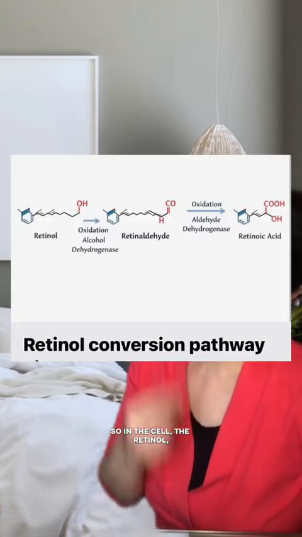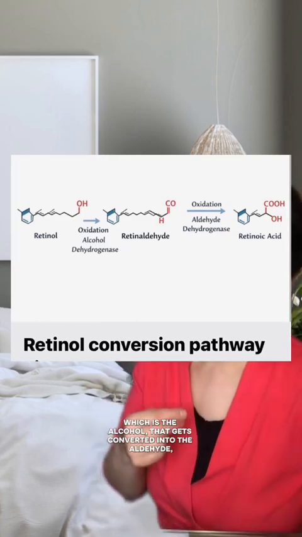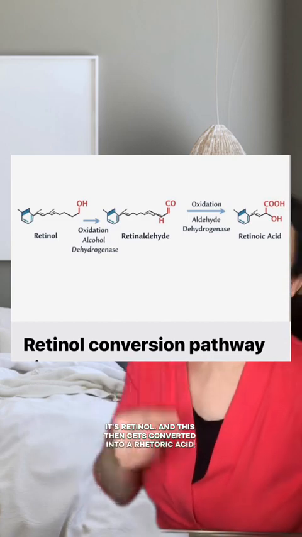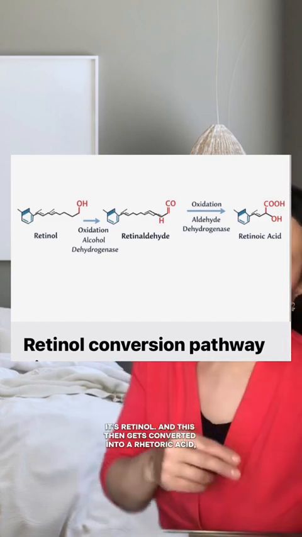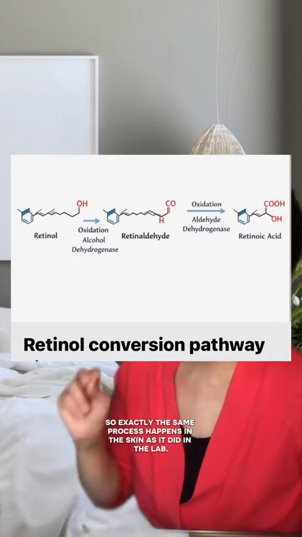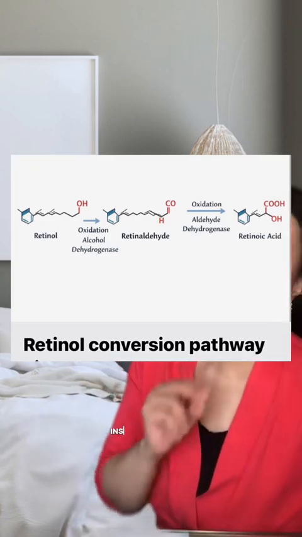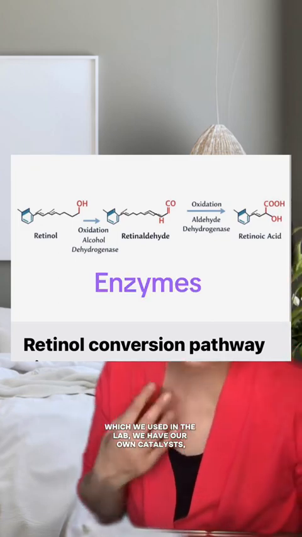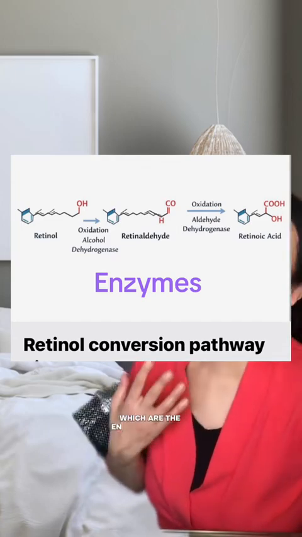So here is the magic part of it when it comes to skin biology. It does exactly the same thing when it comes to retinol, retinal and retinoic acid. So in the cell, the retinol, which is the alcohol, gets converted into the aldehyde, which is retinaldehyde. As you know, it's retinal, and this then gets converted into retinoic acid, which is tretinoin. So exactly the same process happens in the skin as it did in the lab. Instead of using a catalyst which we used in the lab, we have our own biological catalysts, which are the enzymes.